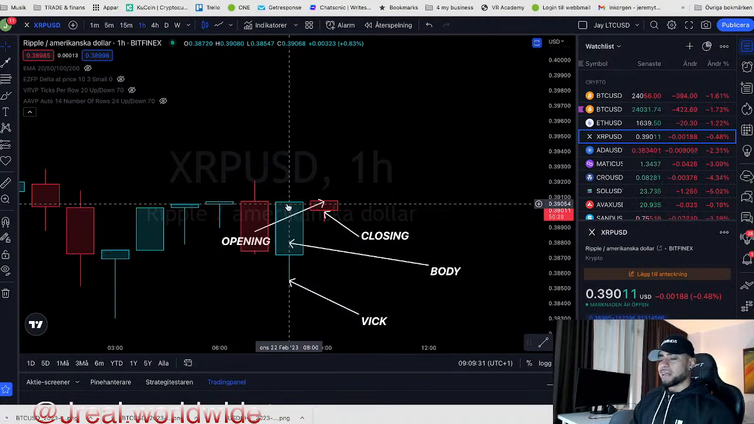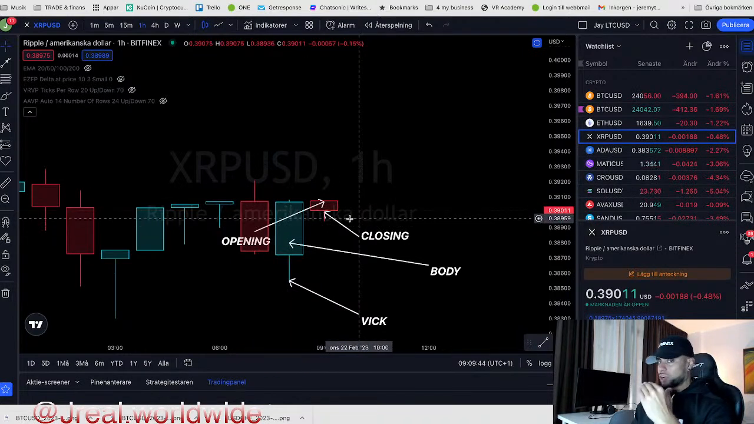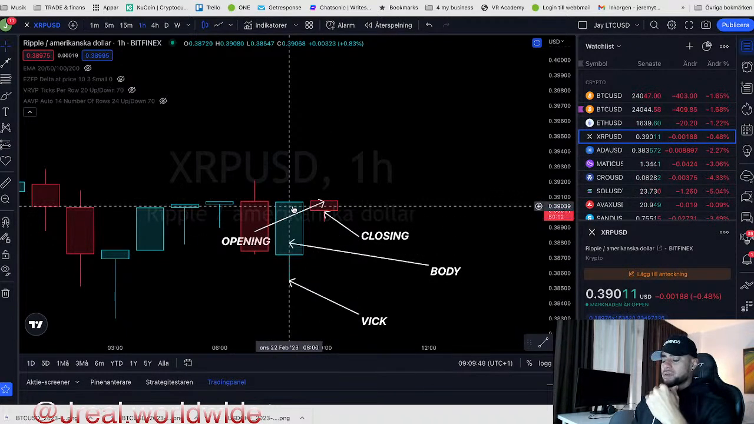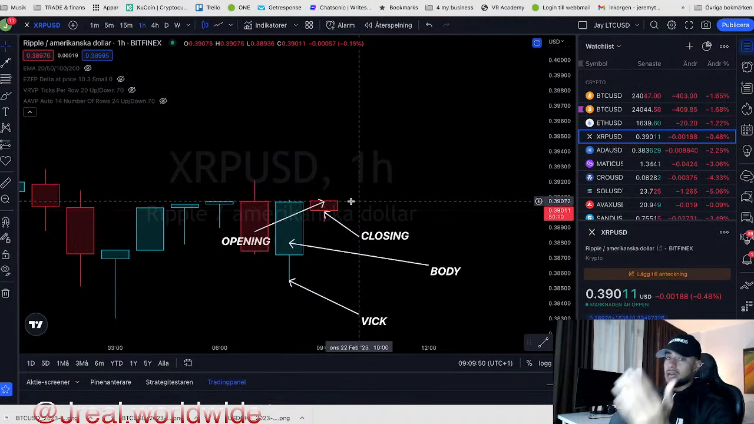That means for it to be a bullish candle, it has to close at a higher price level, at a higher price target than it opened. All right. So it closed more expensive basically than it opened. Price went up. Now for it to be a bearish candle, it's the opposite.